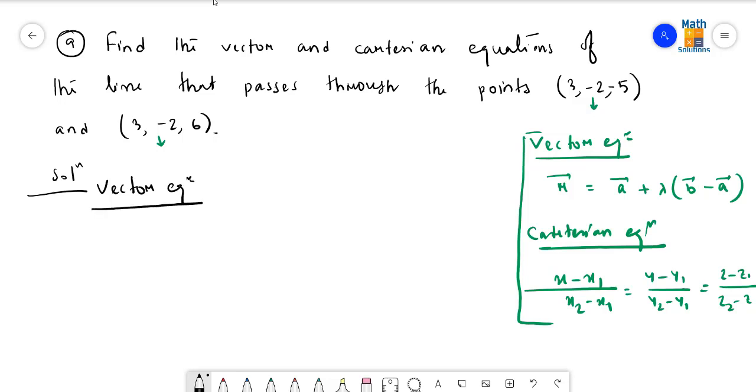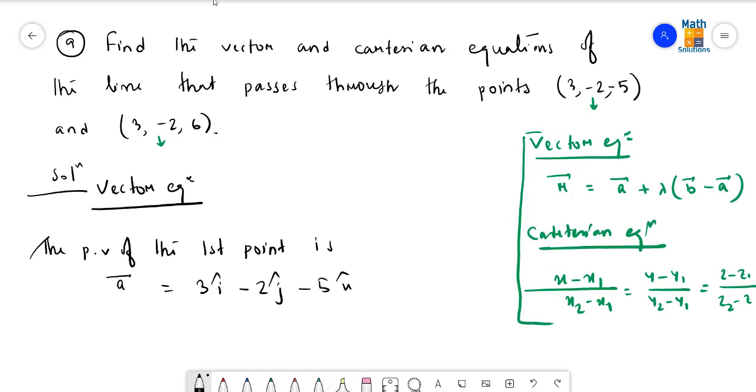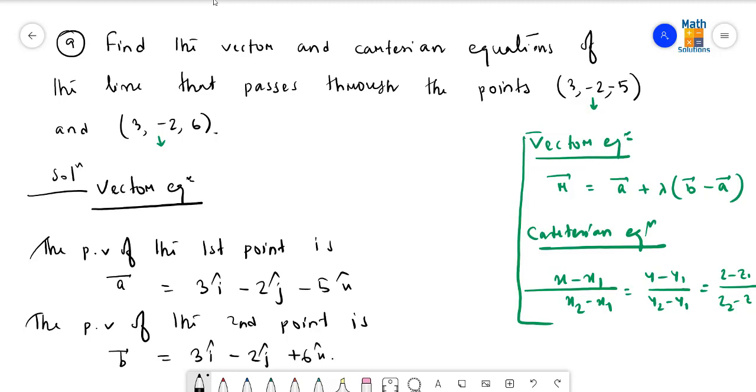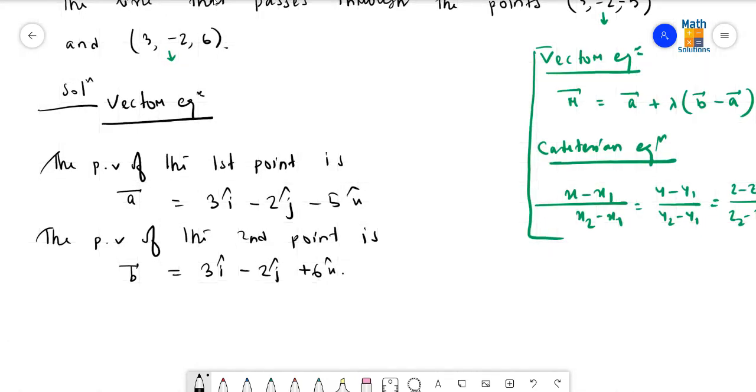So here what do we get? The position vector of the first point is vector a, that is equal to 3 i cap minus 2 j cap minus 5 k cap. Then after, the position vector of the second point will be vector b, which we can write as 3 i cap minus 2 j cap plus 6 k cap. Now the vector equation can be written in what way?